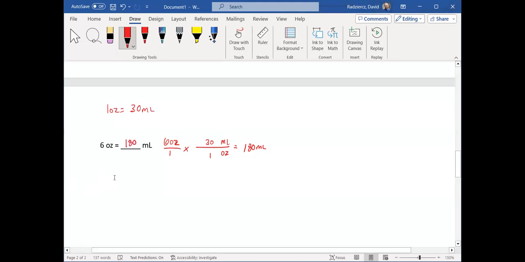So let me give you an example to try on your own. Let's say we have 2.5 ounces, and I want to know how many milliliters that is. So go ahead and try that one on your own and just see if we get to the same answer. And then if you can, just type your answer into the chat.